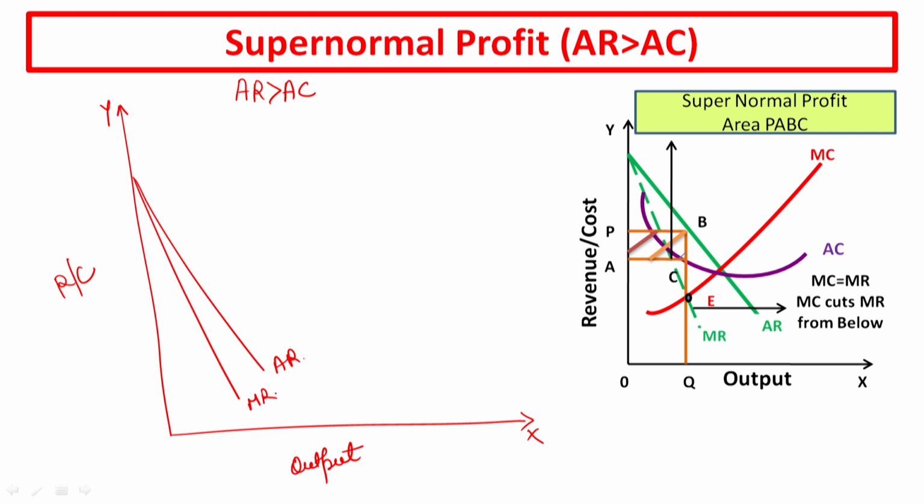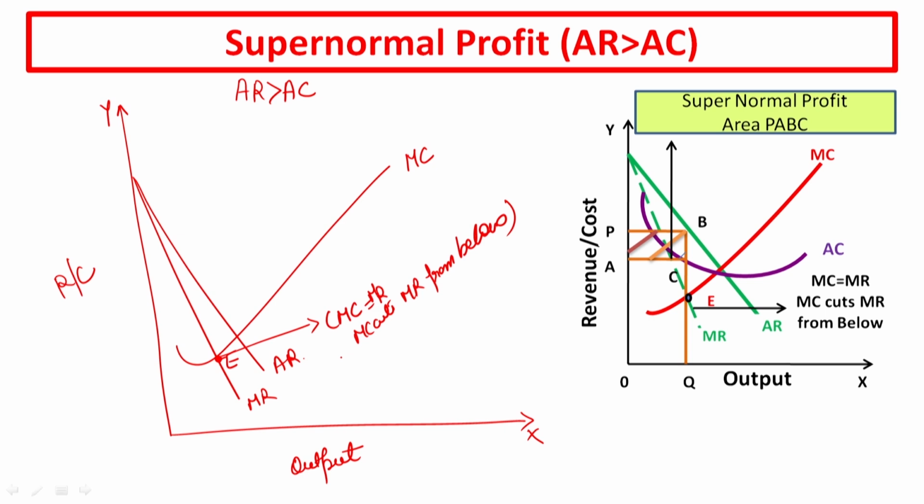AR, MR are steeper. Then you have to draw the marginal cost, and the marginal cost and marginal revenue help in locating the equilibrium point. So this will be the equilibrium point. Mark it as E, because at this point two conditions are satisfied: MC is equal to MR and MC cuts MR from below.